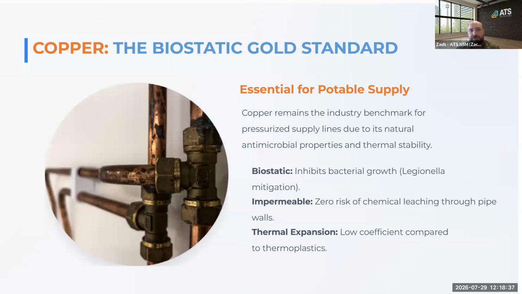Looking more at that distribution side, copper is still one of the top used products. It's great for potable supply. You've got type K, type L, and the different ratings that go for each of them. One of the great elements of copper that makes it so universal as a material is the innate resistance to bacterial growth. So for Legionella mitigation, it's a terrific product, preventing bacterial growth within your piping. There's no risk of leaching, and compared to some of the plastic options, it handles thermal expansion really well.